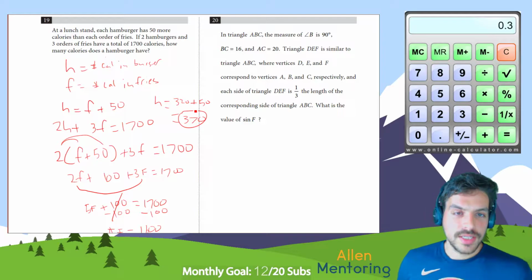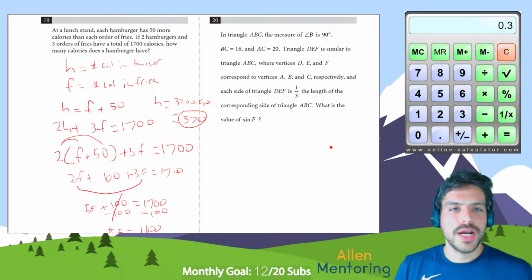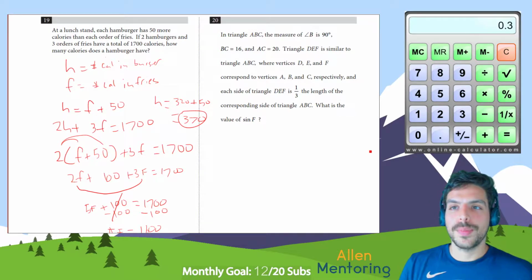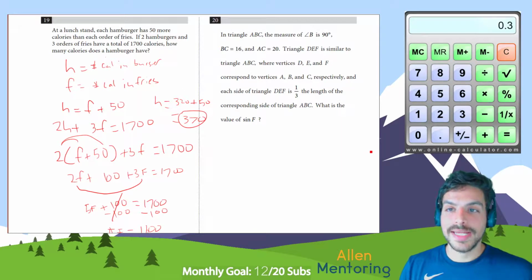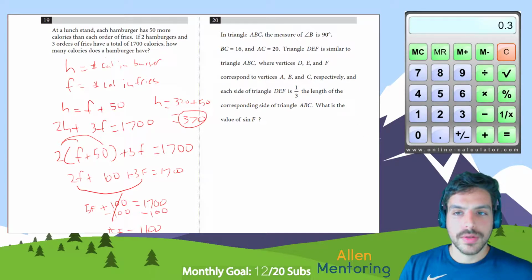Let's do this. Last problem. In triangle ABC, the measure of angle B is 90 degrees. BC is equal to 16 and AC is equal to 20. Triangle DEF is similar to triangle ABC.